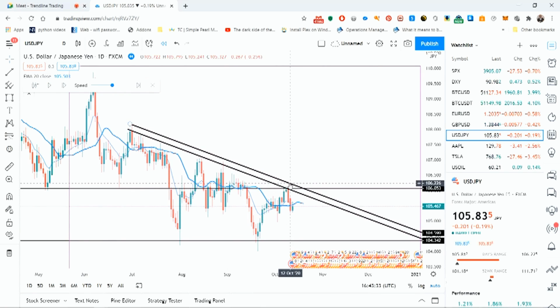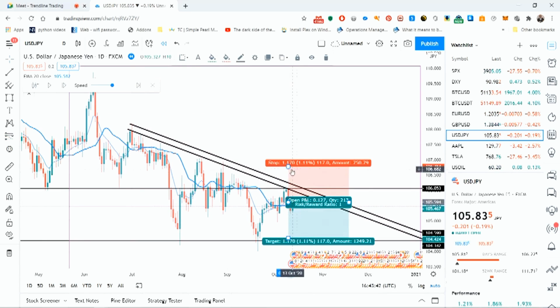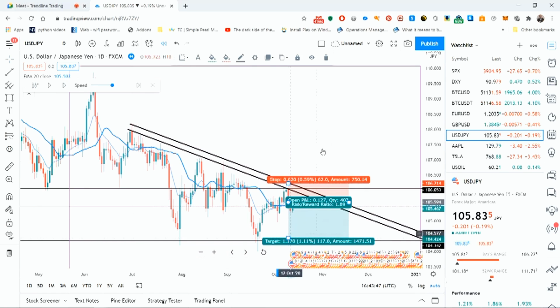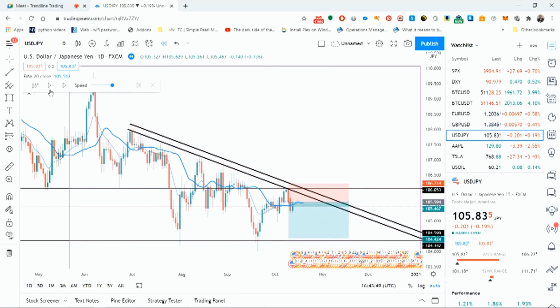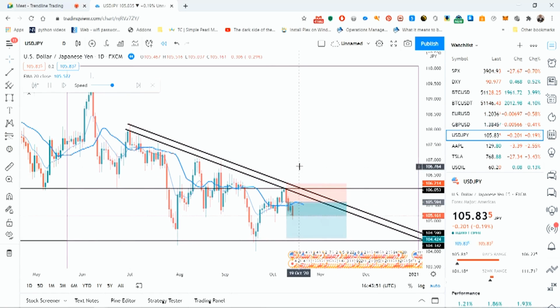So in this case now, we'd also look to take a short trade. After this big bearish candle, the market closes, we would look to place our stop loss above here, and let's say our target here, and let's see what happens and how the market moves in our favor.